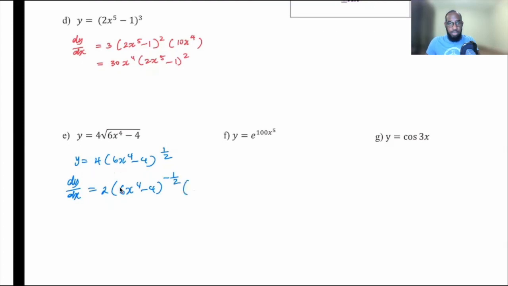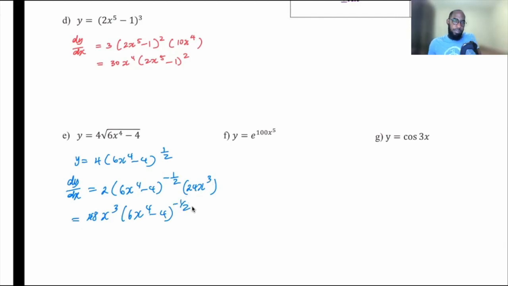So when I differentiate 6x to the power 4, 6 4s are 24, x to the power 3. Remember, 4 times 6, 24. Go back the x, 4 minus 1 is 3. Minus, when you differentiate 4, a constant, you get 0. So we just close the bracket and we simplify. 24 times 2 is 48. Right, so this here is your answer.